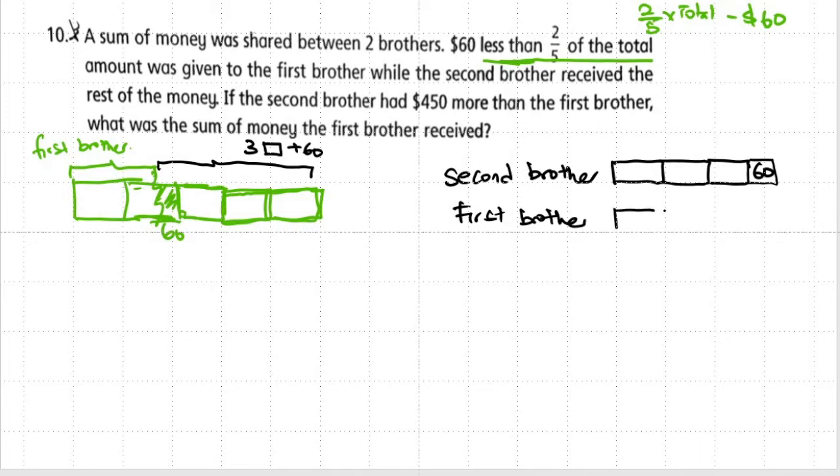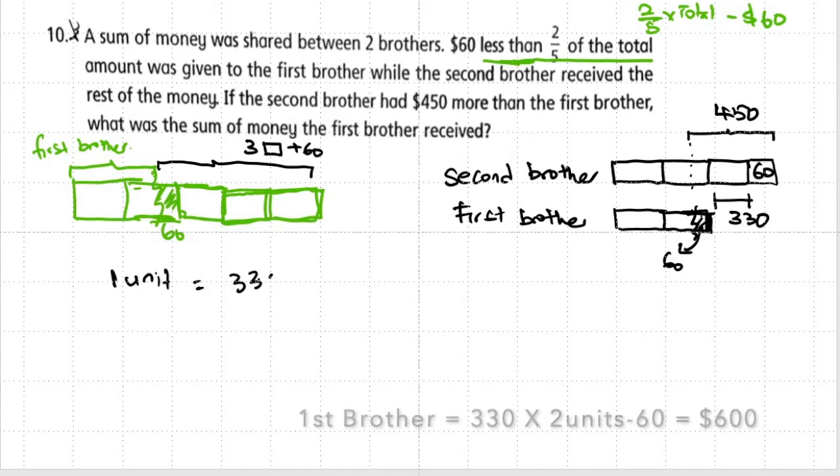Okay, so the first brother is initially 2 box, right? But then it's not the 2 box. It's the 2 box take away this $60. So we know that the second brother has 450 more than the first brother. So the first brother stops here, right? Second brother here to here is 450. So when 450 minus off this and this portion here is actually what? 330. So now we know that one box, one unit is actually 330.